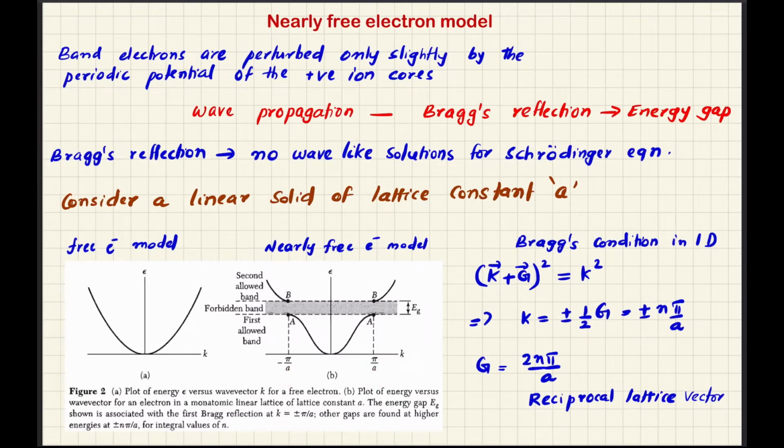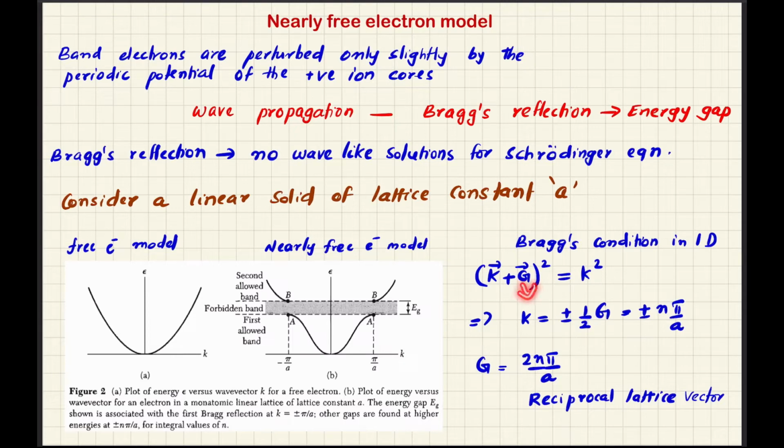And you can see that there is an energy gap at the first Brillouin zone boundary, and this is not surprising, because we have discussed this effect previously. At the Brillouin zone boundary, Bragg's condition is satisfied, and there will be a standing wave pattern. The first Brillouin zone reflection occurs at plus or minus pi by a. And you know what Bragg's condition is in one dimension: in terms of the reciprocal space, it becomes k plus G squared.